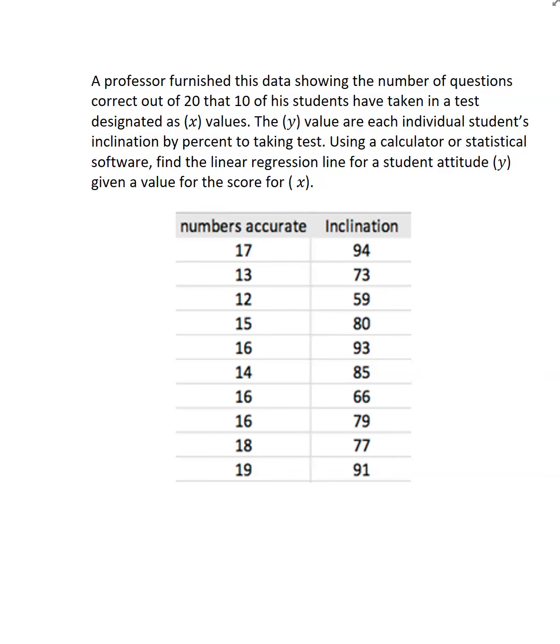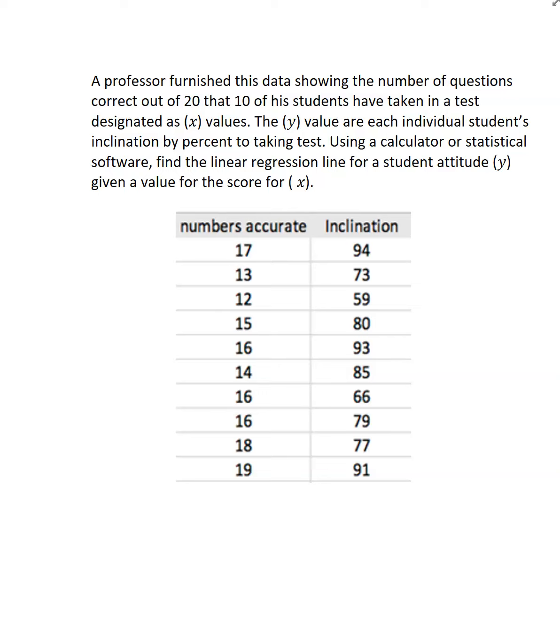A professor furnished this data showing the number of questions correct out of 20 that 10 of his students have taken in a test, designated as X values. Y values are each individual student's inclination by percentage to taking the test. How much they are inclined, right? What percent they are inclined. They're 94% inclined. They are just 5% inclined. 70% inclined. So you understand that.